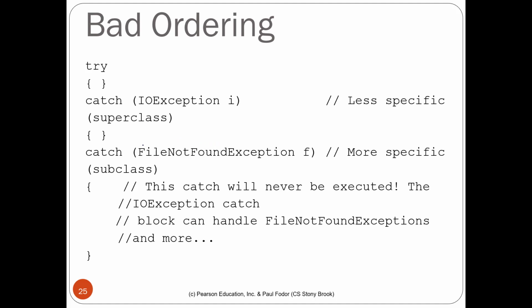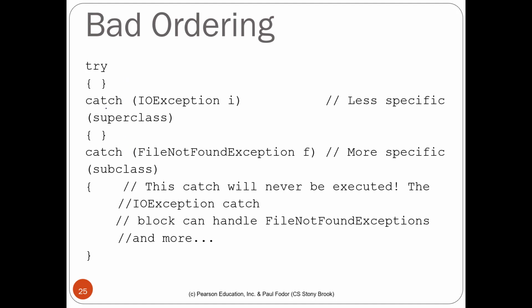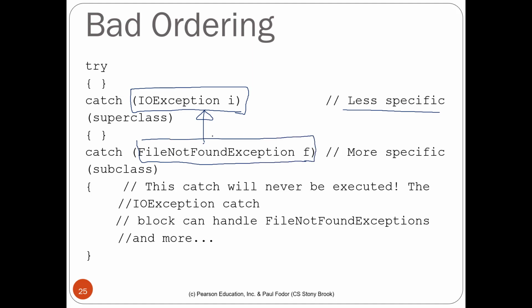What would be a bad ordering? If you flip that order, then that will be a bad ordering. Like try, catch IOException first, and then IOException is the less specific one, that's the parent. We have this kind of relationship if you're looking at inheritance. So let me make that blocks. This is one class, and then FileNotFoundException, that is the subclass.